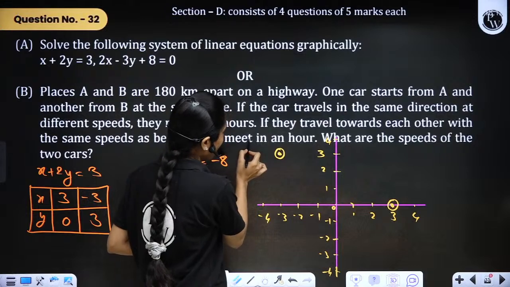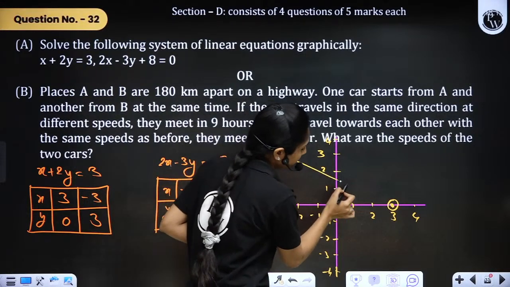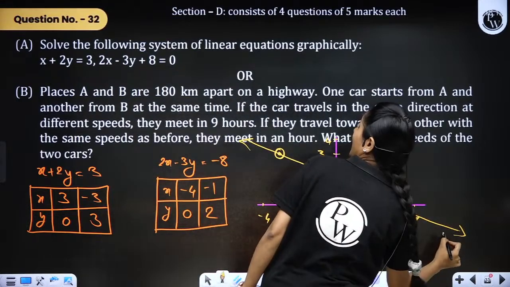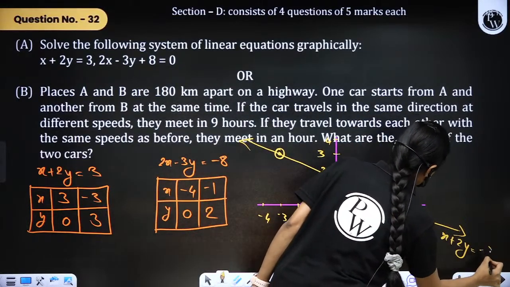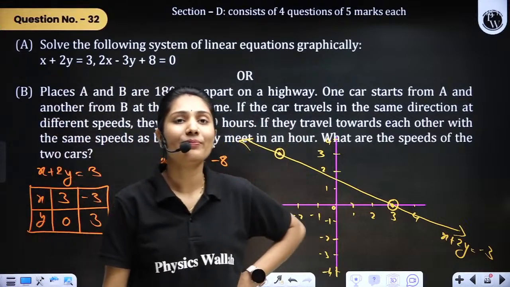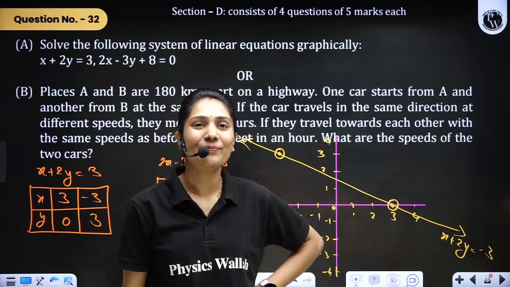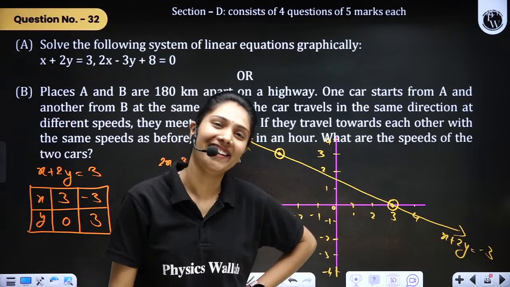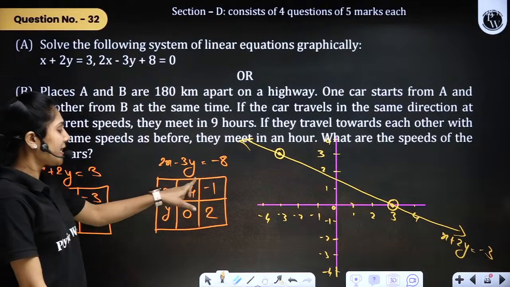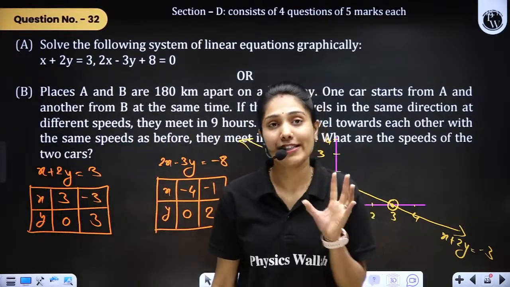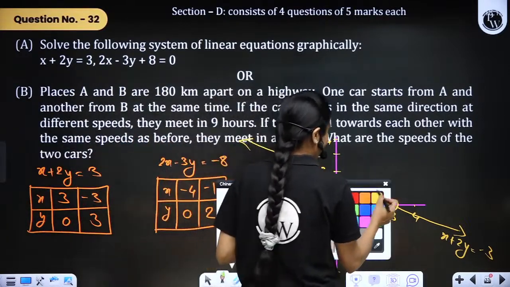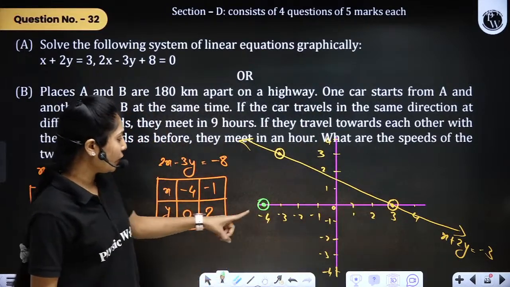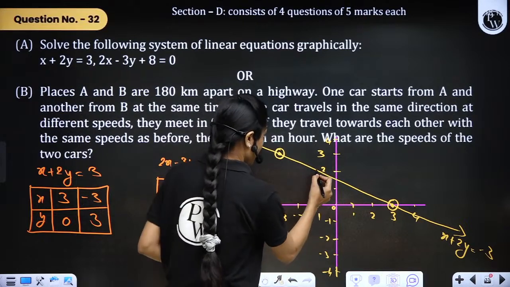Okay. So this is the first line, x plus 2y equals to minus 3. Yes or no? Okay. Now next is minus 4, 0 and minus 1, 2. So we'll plot the second line. Minus 4, 0 means this point, and minus 1, 2 means this point. Okay.